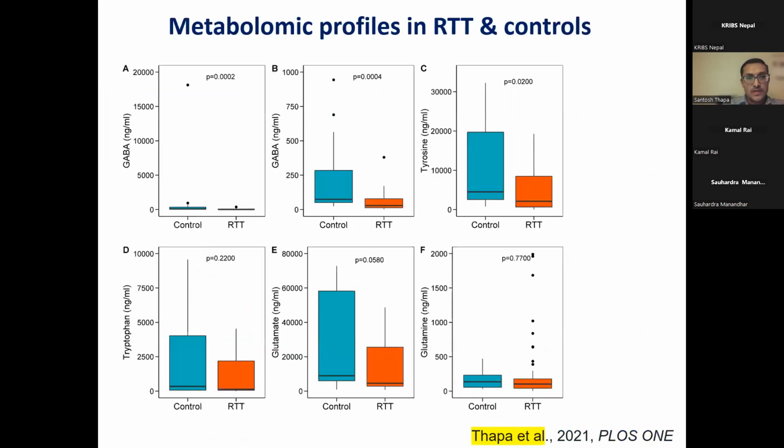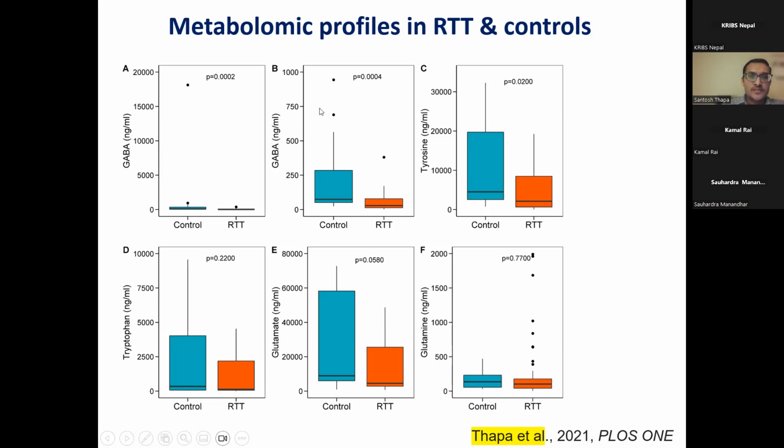This led to another idea: instead of looking only at the microbiome, we also wanted to look at their metabolomes. So what we did here is run LC-MS for targeted metabolites. Shown here is GABA, which you may have heard of, a bacterial end product of bacterial metabolism, and other metabolites like tyrosine, glutamate, tryptophan, and glutamine.